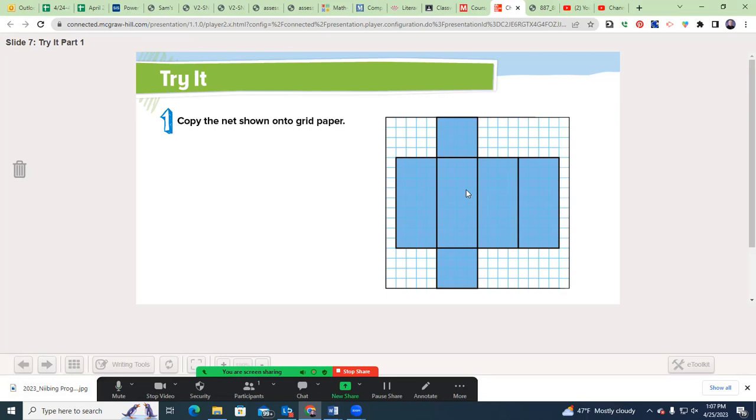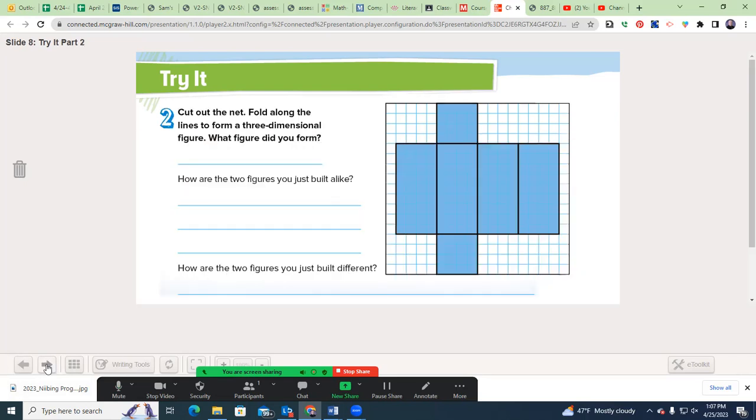Welcome back. So once you cut, now let's make sure you cut it out. Fold along the lines, form a three-dimensional figure. And then you're going to tell me what figure you formed. And of course, it's a rectangular prism. How is the cube and the rectangular prism alike? And how are they different? Go ahead and pause the video again to answer those two. And we'll talk to you when you're ready. We'll pause the video now.